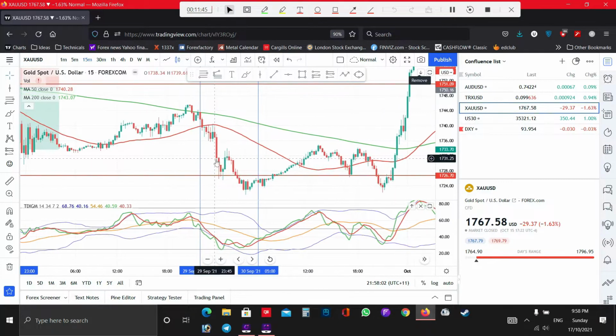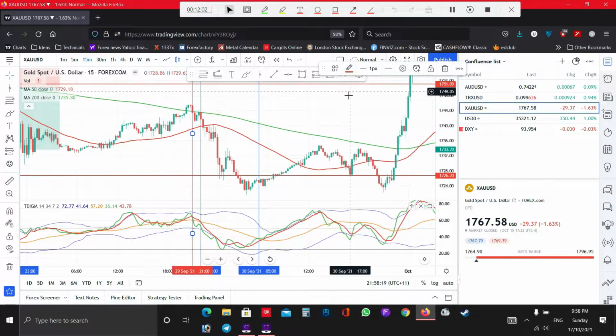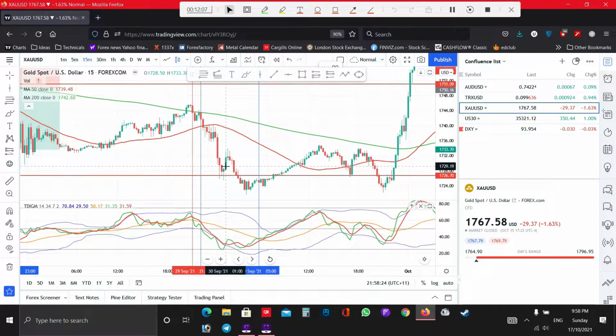So on 1 hour, I told you I'll enter here on this candle, this line where I put it. But on 15 minutes, you'll be able to see, I'll mark the 15 minutes in a different color. So on 15 minutes, the price crossed exactly on this candle. I'll mark it in red. And the price then again changed its direction on this candle. So on 1 hour we entered here, but on 15 minutes we entered up here.